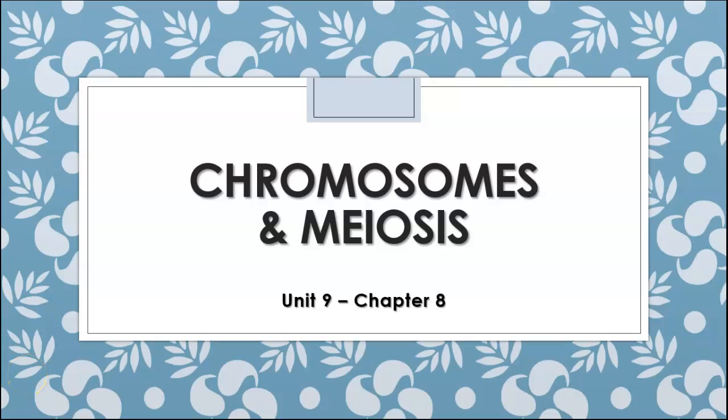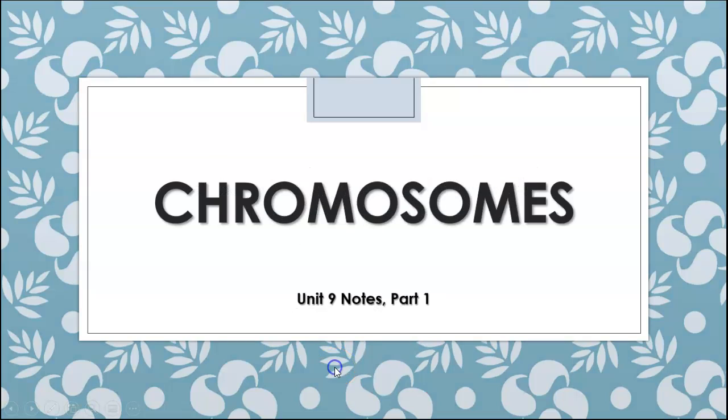We are starting a brand new year with a brand new unit. This is Mrs. Vance, and we're now starting on Unit 9, which is about chromosomes and meiosis. The information in this unit is covered in Chapter 8 of your book. There will be some reading assignments along the way, so please try to read a couple of pages here and there to help you with your learning about chromosomes and meiosis.